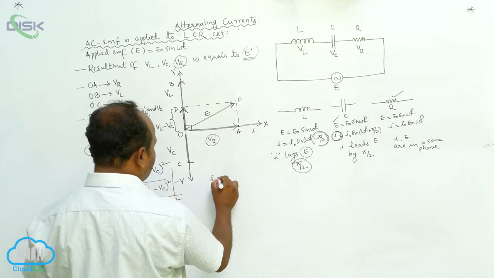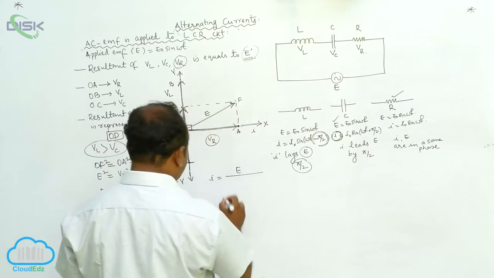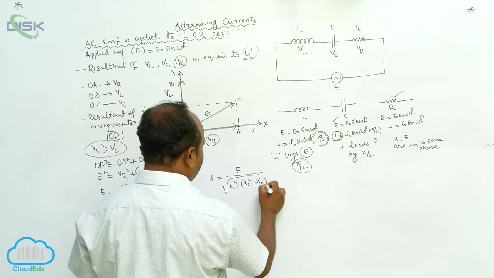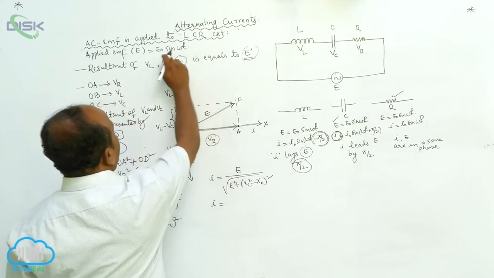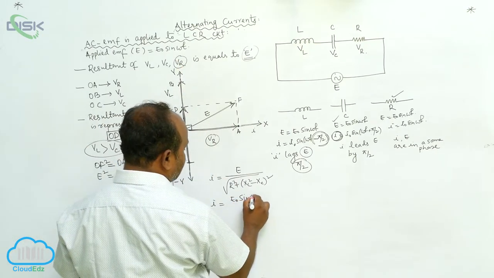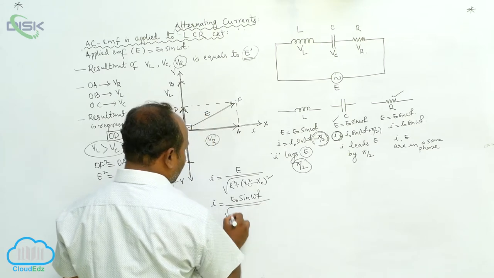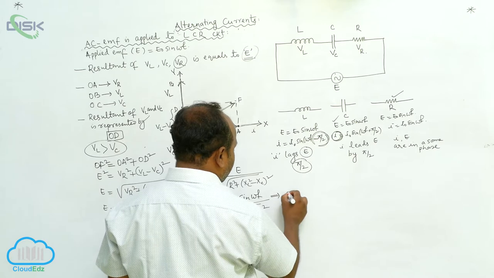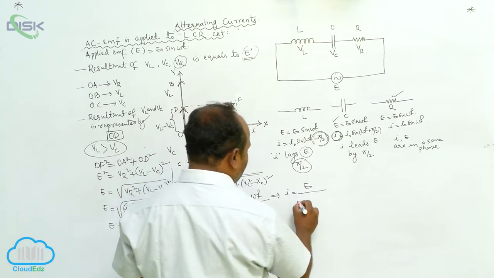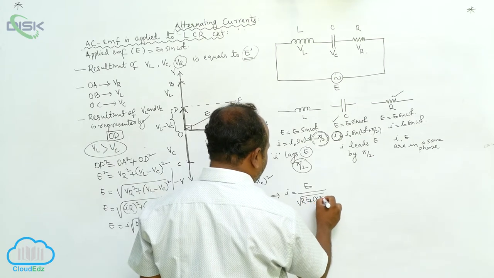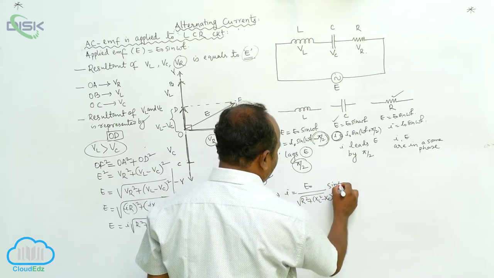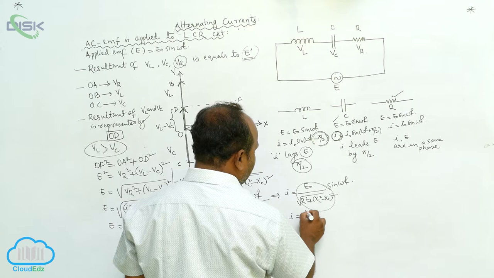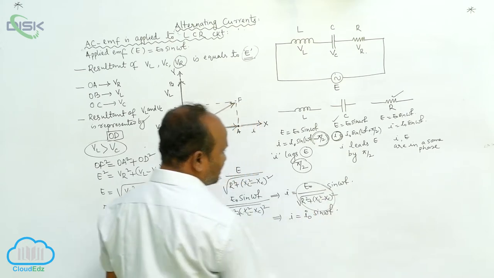That implies I is equal to E by square root of R square plus XL minus XC whole square. Therefore, with E equal to E naught sin omega t, I is equal to E naught by square root of R square plus XL minus XC whole square, times sin omega t. This may be represented as I is equal to I naught sin omega t.